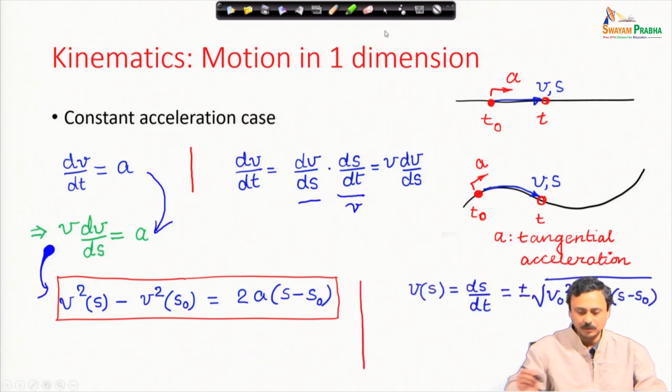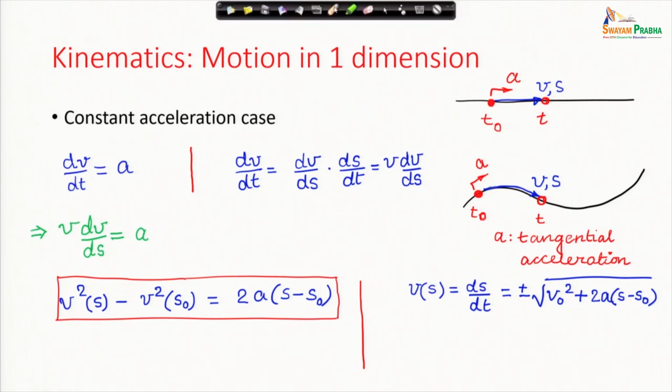Now, the velocity that we obtain from here, I can find out that expression by bringing this on the right hand side, which I have done here, and taking the square root. And velocity is equal to ds/dt, the time rate of change of the displacement or distance travelled.